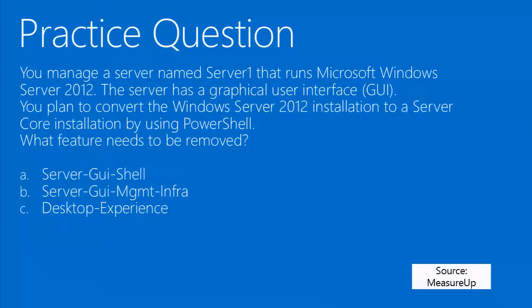So practice question number 1. You manage a server named Server 1 that runs Microsoft Windows Server 2012. The server has a graphical user interface, or a GUI. You plan to convert the Windows Server 2012 installation to a server core installation by using PowerShell. What feature needs to be removed? So we have 3 answers: Server GUI Shell, Server GUI Management Infra, or Desktop Experience. What do you think? Shout it out. Oh, a bit of everything there. Okay, it's actually B. If you didn't know that, go check it out, all right?